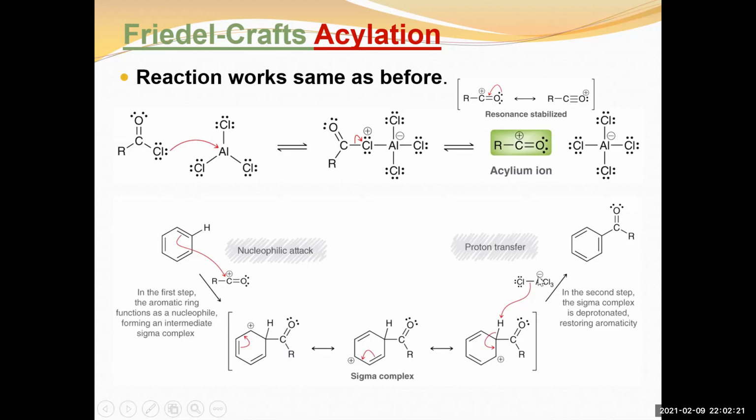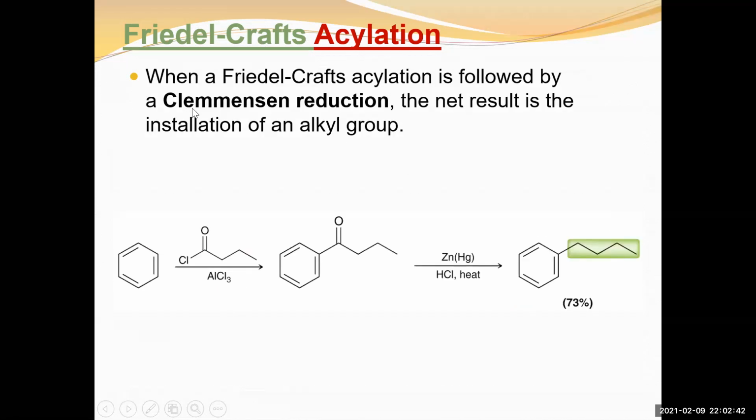And then we'll do proton transfer. And we have this ketone. So let's see what we can do to this ketone to get that R group, to get a straight chain alkyl attached. Follow it by what's called a Clemmensen reduction. Reduction because it changes the oxidation state of that carbon.